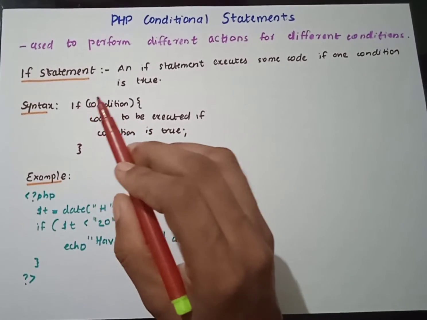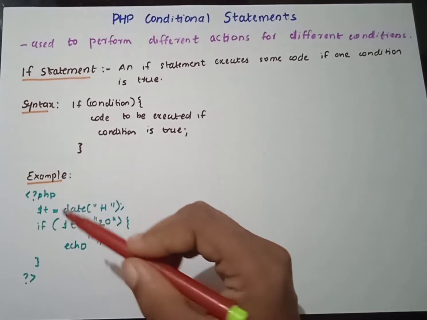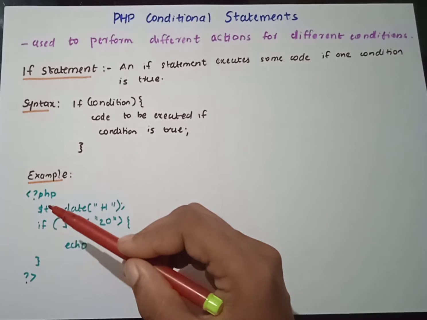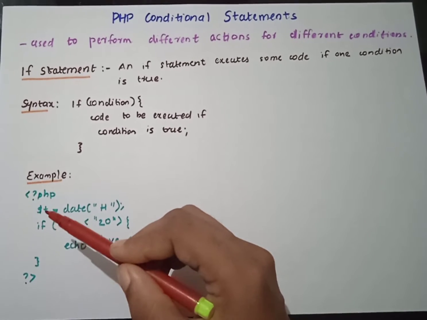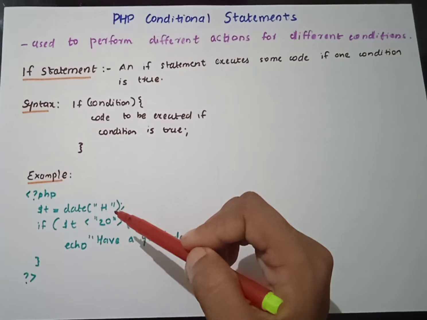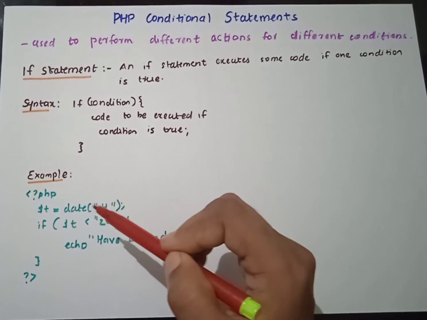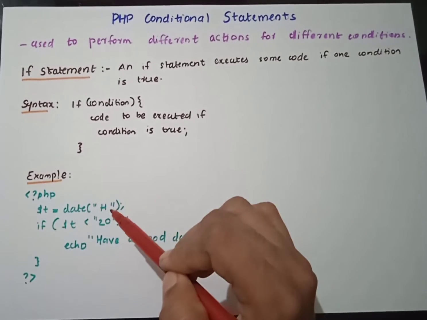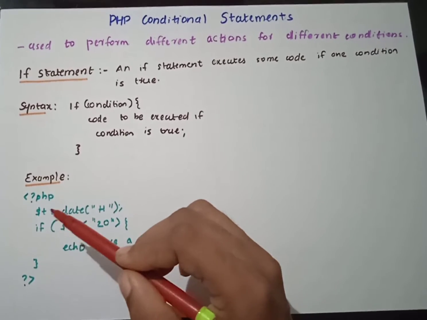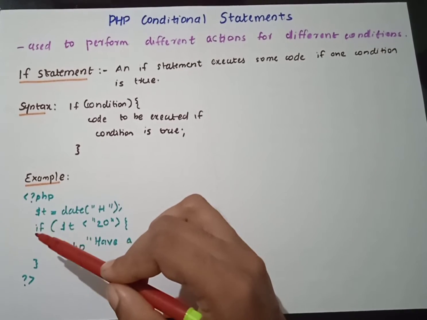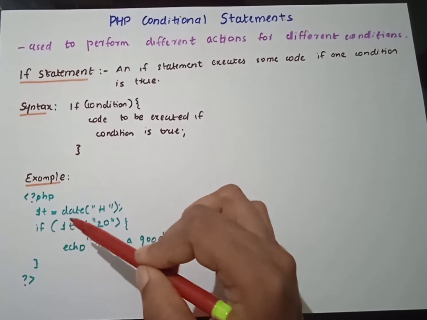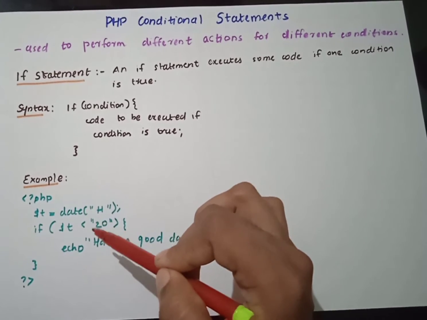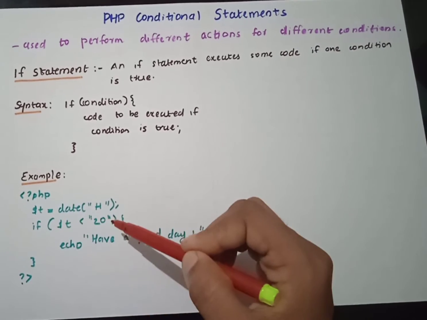Okay, so if I am using a condition here, as you can see, we started with our PHP and I declared a variable with just the name t. So in t we are assigning the value of hours from the date. So t will actually hold the hours from the date. So if, that means this is a condition, if the variable t is less than 20, so this is our condition.